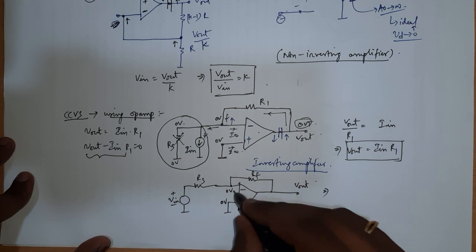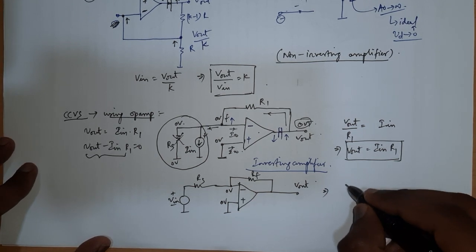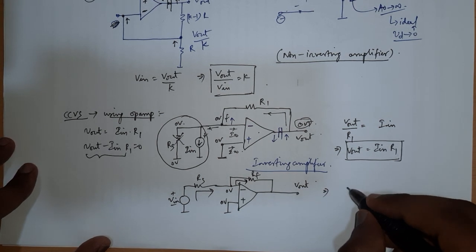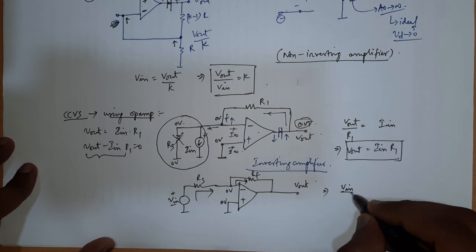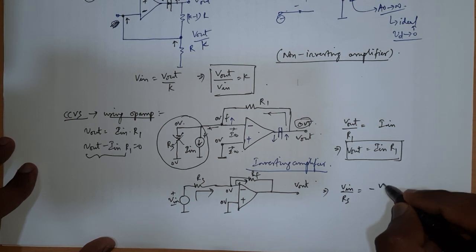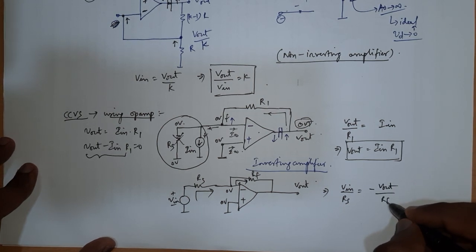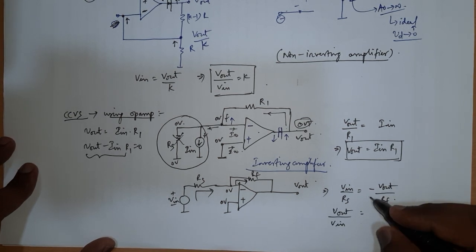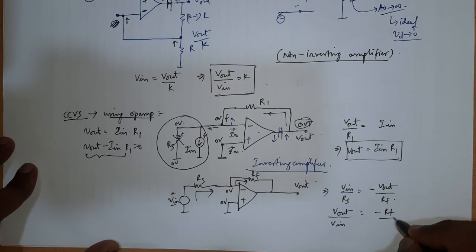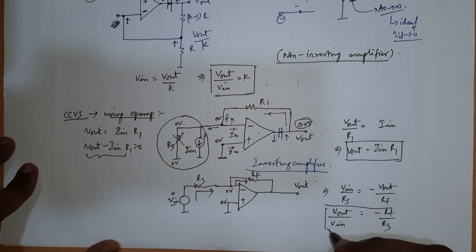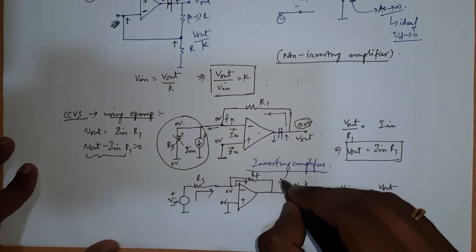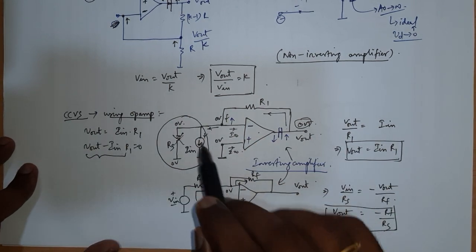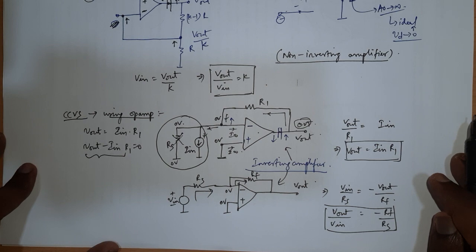So if you write the KVL at this point, current flowing into this node is equal to current flowing out of this node, which is V in by RS equal to minus V out by RF. So if I try to find V out by V in, I would get minus RF by RS. So this is also an inverting amplifier, while this one makes the op amp act as a current control voltage source.